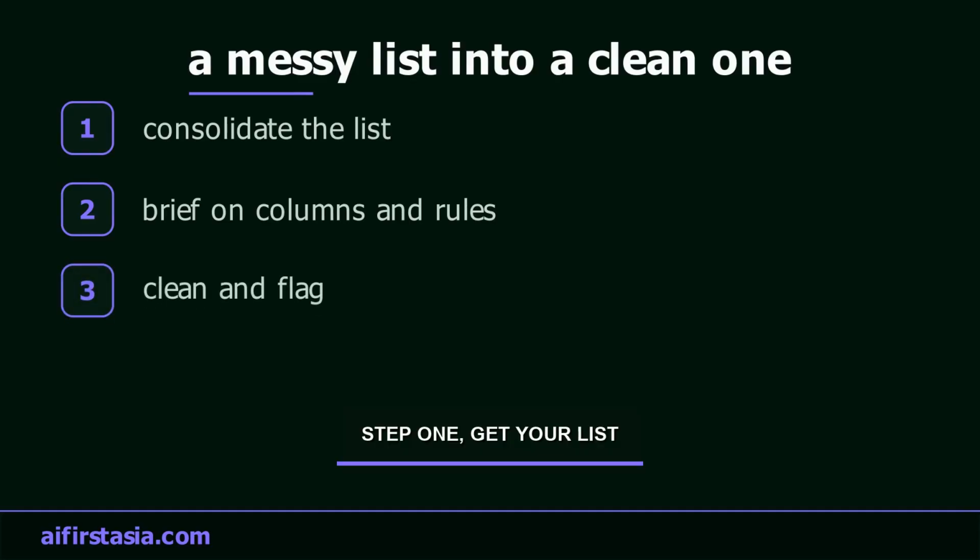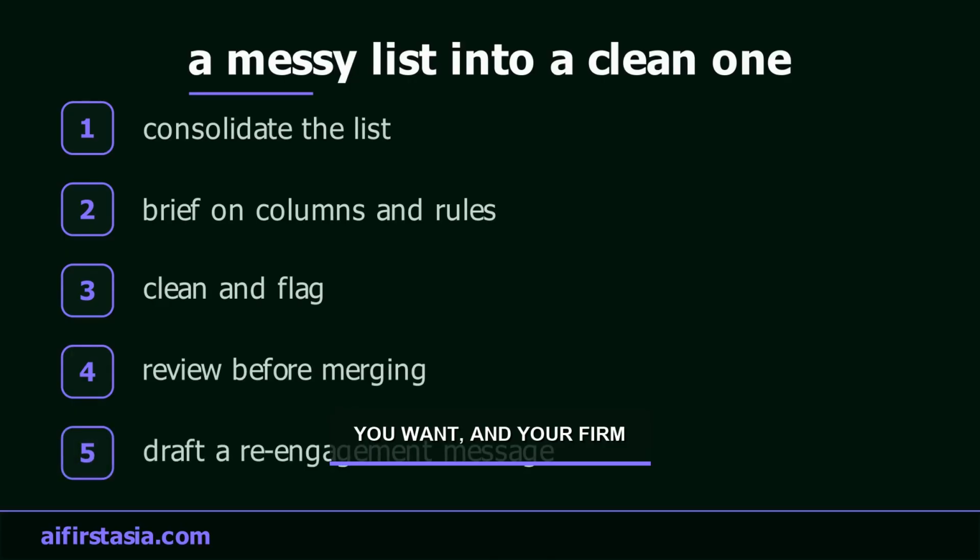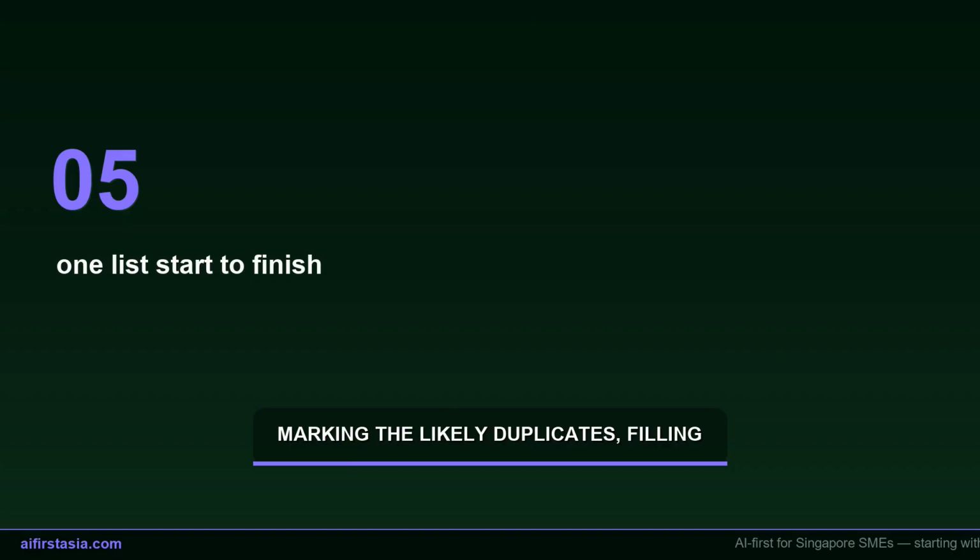Step 1, get your list into one place, a single export from your spreadsheet or your system. Step 2, brief the AI on what each column is, the format you want, and your firm rule to flag rather than delete. Step 3, let it do the work, standardizing the names, phones, and emails, marking the likely duplicates, filling only the gaps it can be sure of, and tagging customers into groups you name.